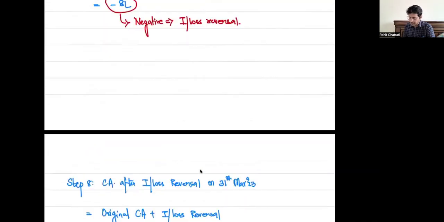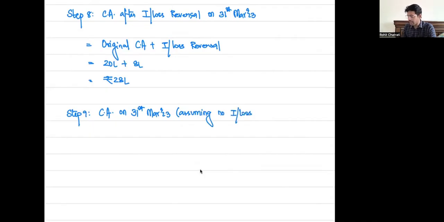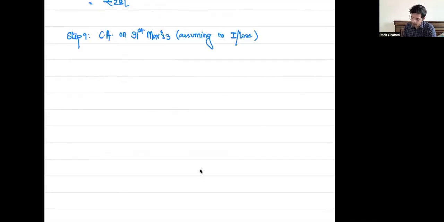All right, so I am writing step number 9. Step 9 as carrying amount on 31st of March 23, assuming that no impairment loss was recognized. I'm only doing it for the sake of comparison. I just want to see what the carrying amount would have been assuming no impairment loss. If there was no impairment loss, I would have had cost of asset on 1st of April 2020 as rupees 100 lakhs.